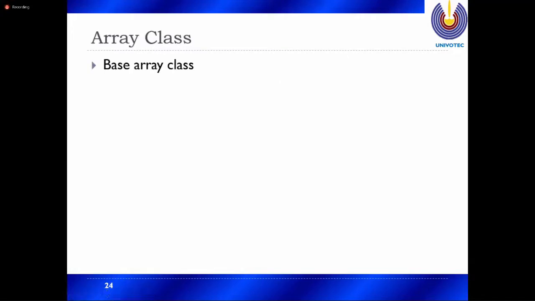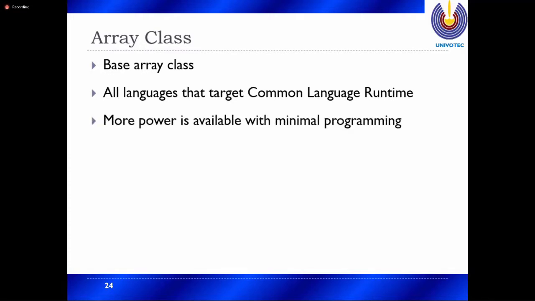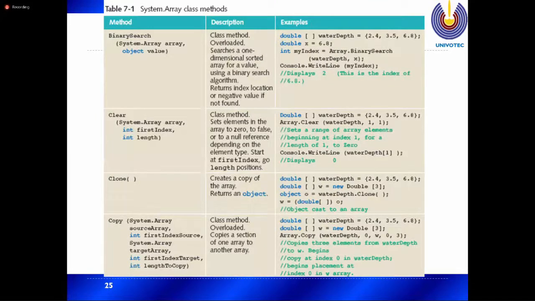Array classes: the base Array class is available to all languages that target the common language runtime. We can use that as the basic array class, and more power is available with minimal programming. Now you can see the Array type's methods here. BinarySearch lets you search for an element: double[] waterDepth, double x = 6.5, int myIndex = Array.BinarySearch(waterDepth, x). You can give that.